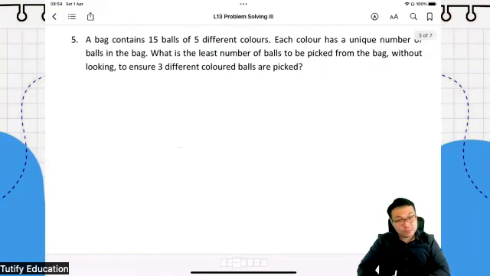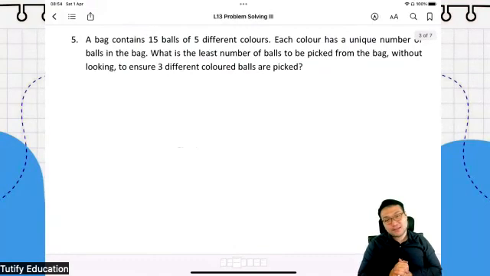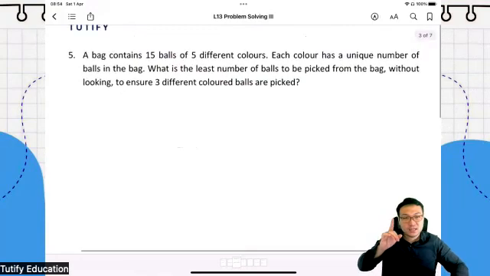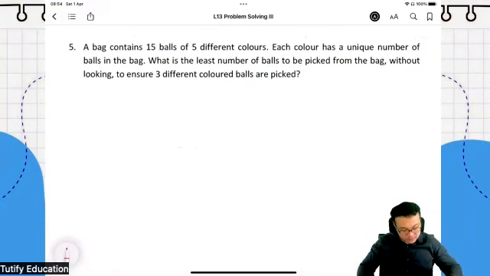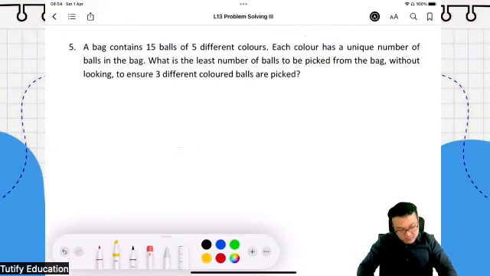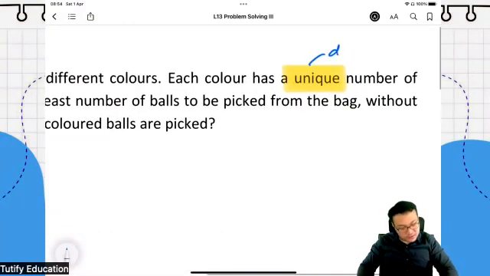Now, in a bag, there's 15 balls. And there are 5 different colors of balls. But each color has a unique number of balls. Okay, everybody, the meaning of unique is different.